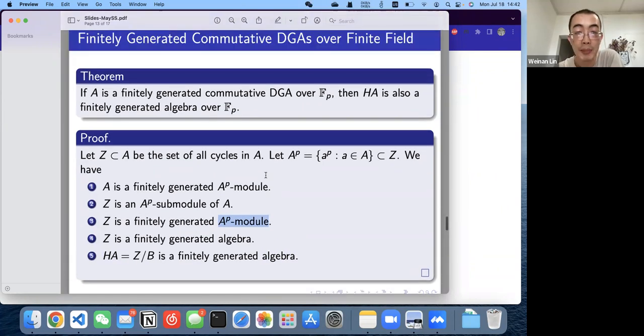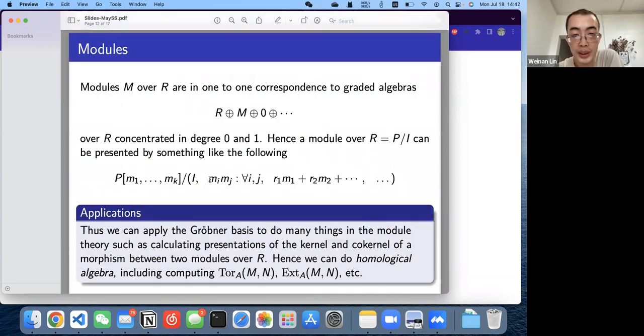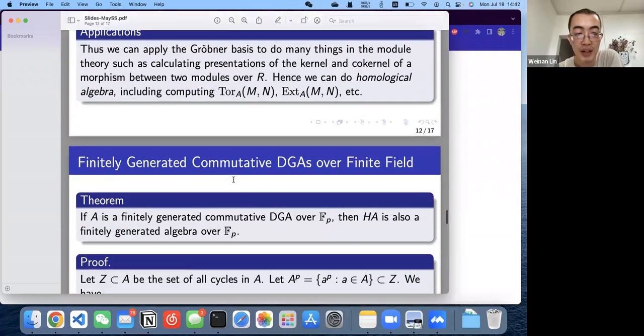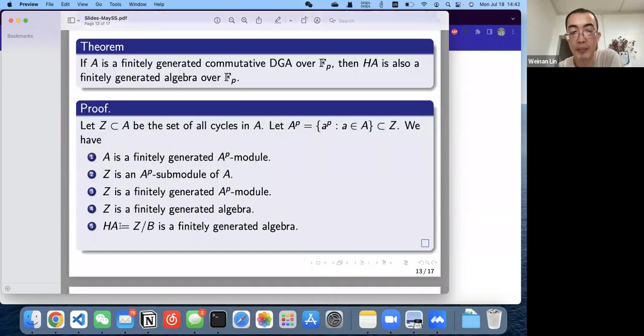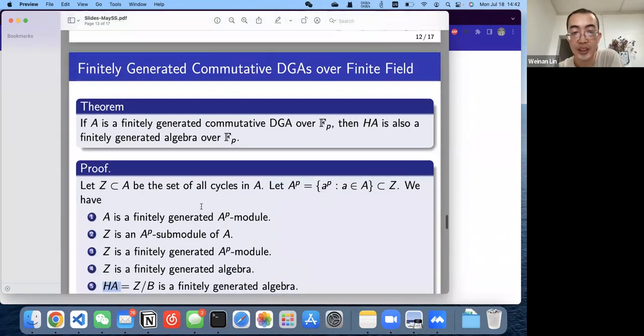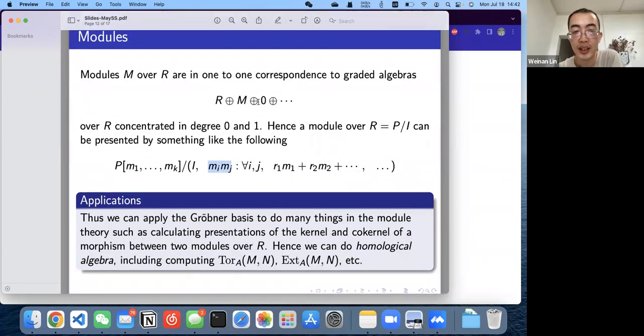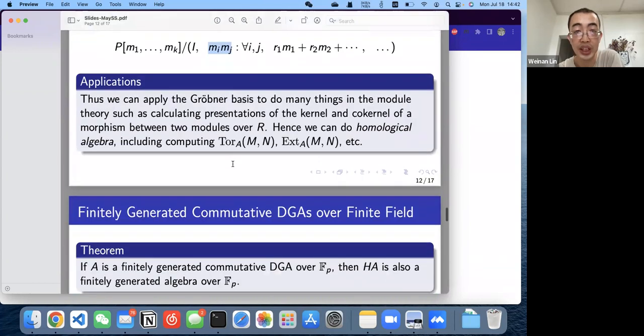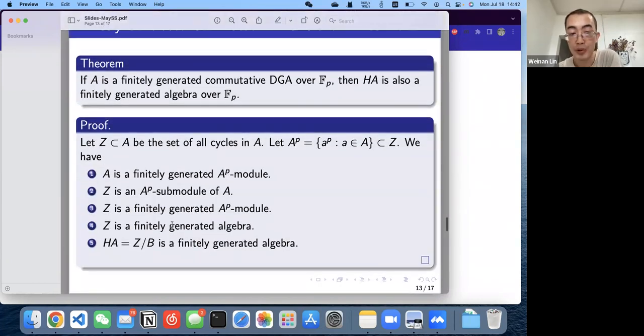Remember that the presentation of modules is like this. You have to make relations like every product of two elements in the module should be zero. And now, if you treat HA as an algebra other than a module, then you have to solve extensions. MI times MJ should equal something in lower filtrations, like M itself. And those are extension problems. But the upshot is that at least we have a presentation of the homology as a module.